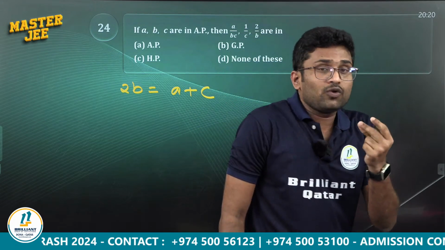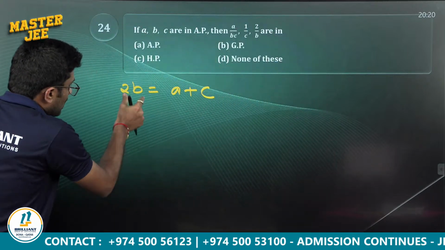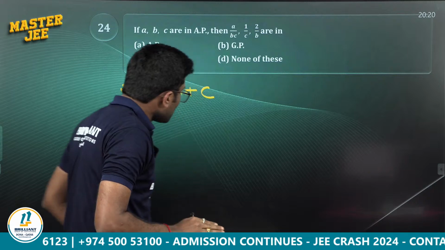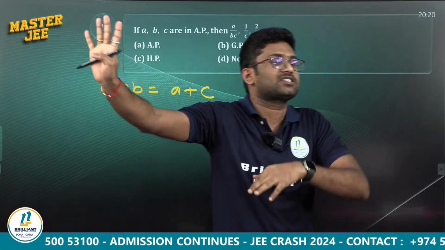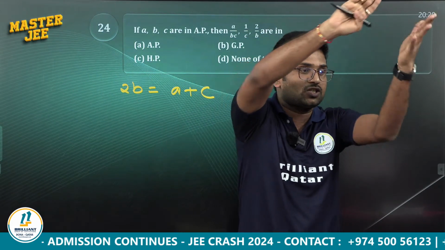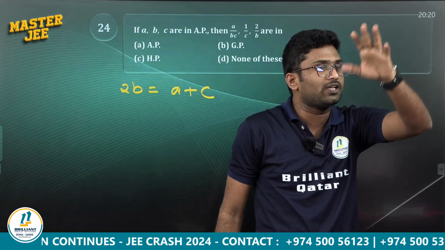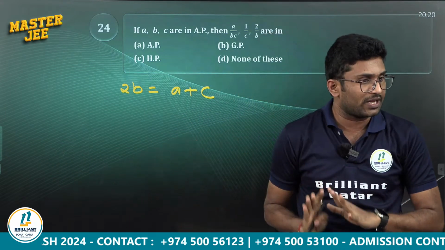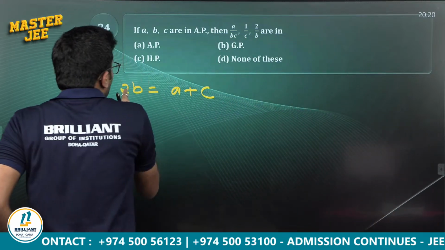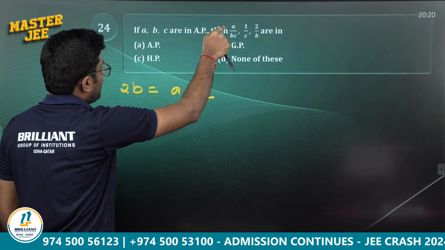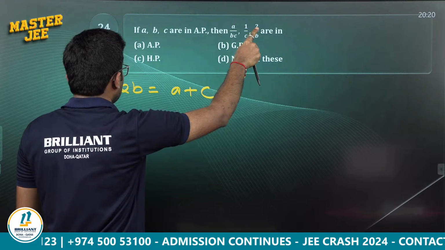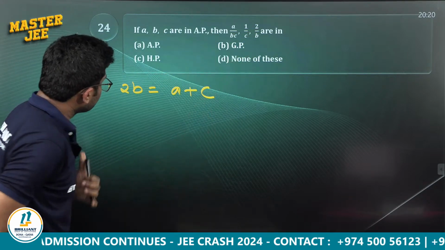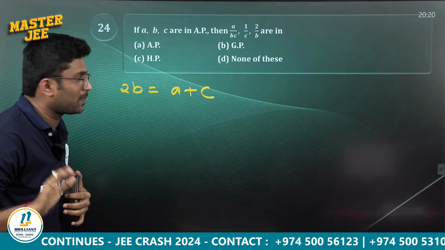So how are you going to go with the properties? Friends, for an AP, if you divide each term by a fixed constant or multiply each term by a fixed constant, there is no change in its progression. That means if I have 2b equal to a plus c, and I want something like a by b, c, 1 by c, what can I do to get this particular thing?